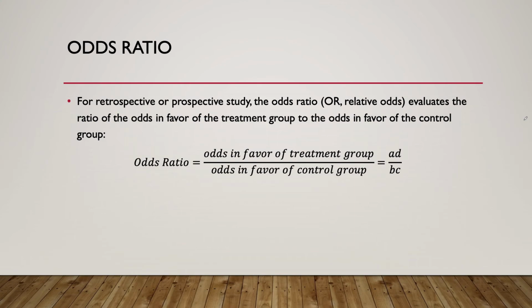The odds ratio for a retrospective or prospective study, the odds ratio, or OR, or relative odds, evaluates the ratio of the odds in favor of the treatment group to the odds in favor of the control group. And as a nice little formula, that's AD divided by BC.